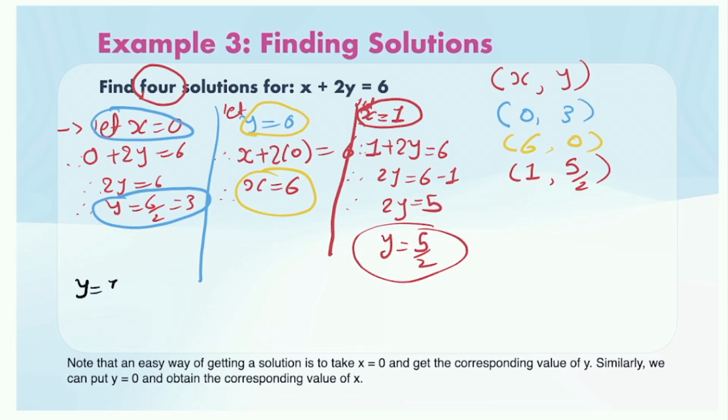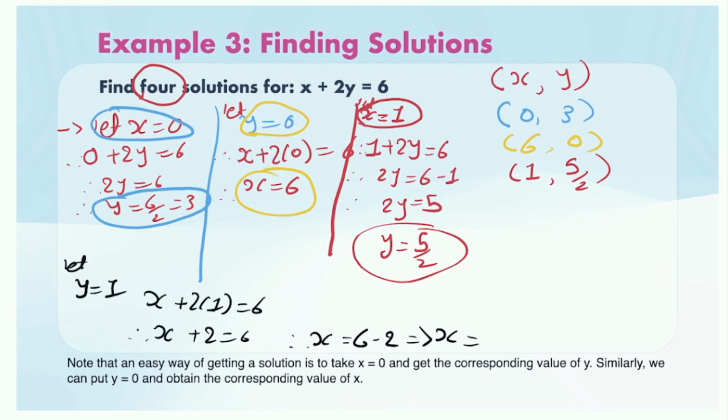Let y equal to 1. It will be x as it is plus 2 in bracket 1 equal to 6. So the equation will be x plus 2 equal to 6. So x equal to, if I put 2 on the other side, 6 minus 2, so x equal to 4. So when I put y equal to 1, my x equal to 4. X is 4, so write 4 first, and y is 1, so write y second. So these four are solutions of my equation.